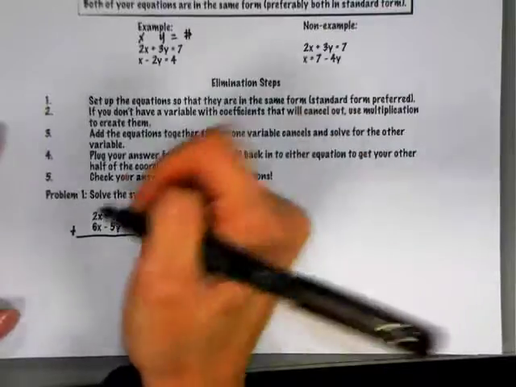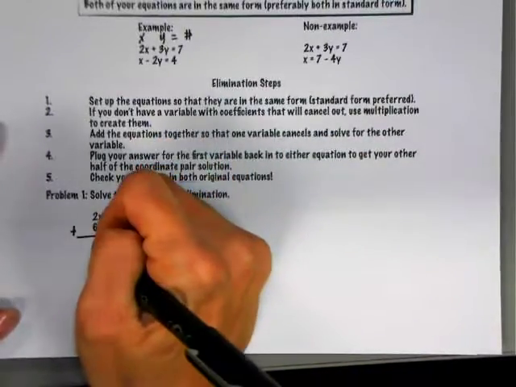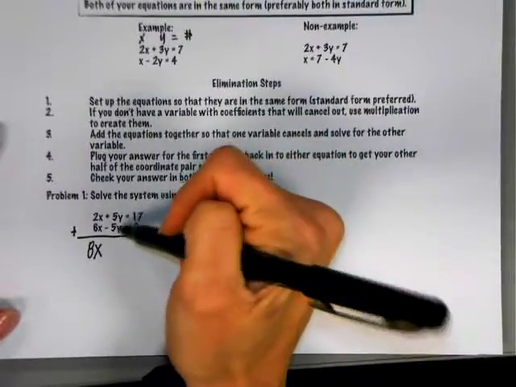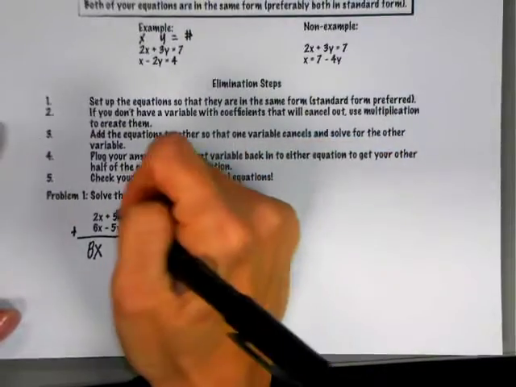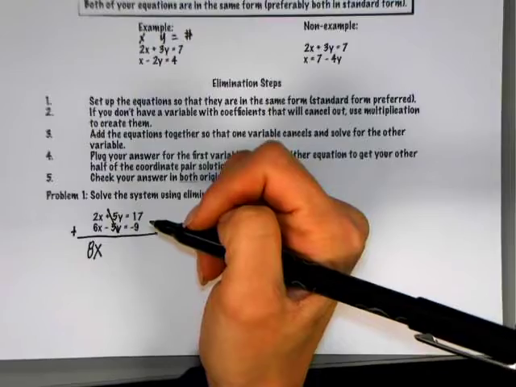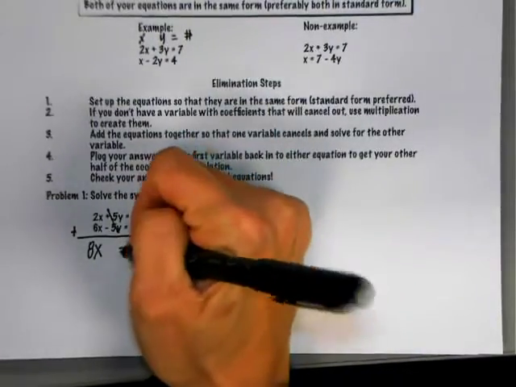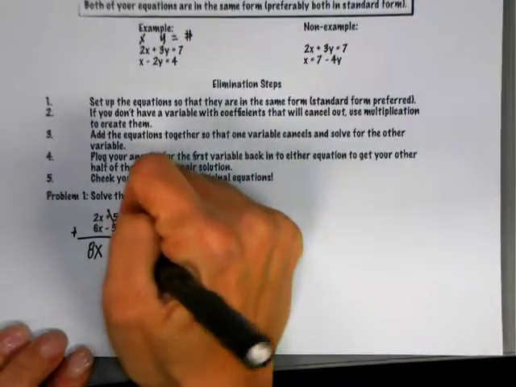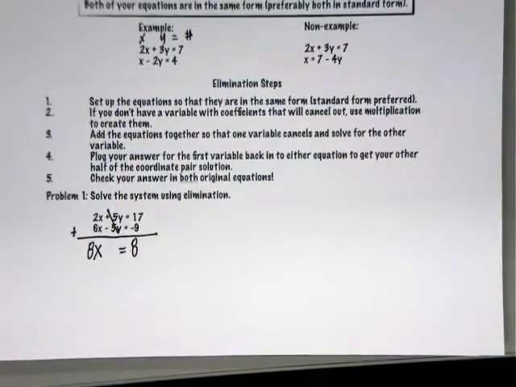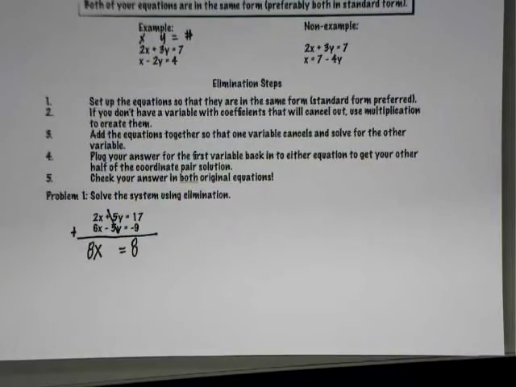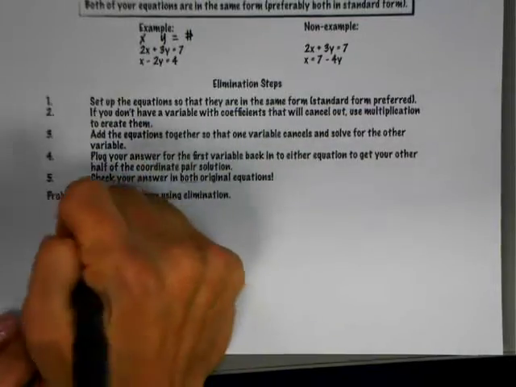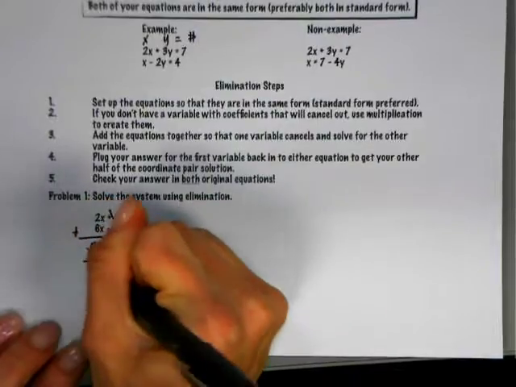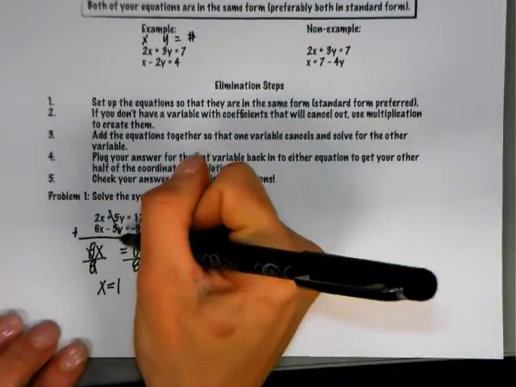What is 2x plus 6x? 8x. And then positive 5y and negative 5y? 0, because y is 1y. And then equals, and then 17 and negative 9? 8. So one of my variables is gone, which means I can solve for the one that I have. So just divide by 8. What does x equal? 1. So you just cancel out the 5? Yep, because positive 5 and negative 5 makes 0.